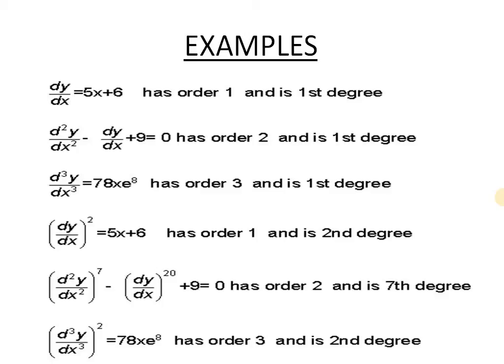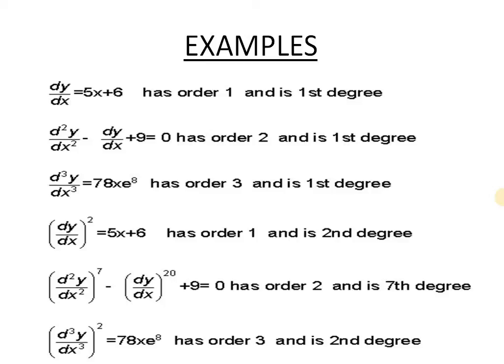Next equation is (dy/dx)² = 5x + 6. The derivative existing is dy/dx, so the order of the differential equation is 1. But (dy/dx) whole squared exists, so the power of the derivative is 2 and the degree is 2. So the differential equation is with order 1 and degree 2.